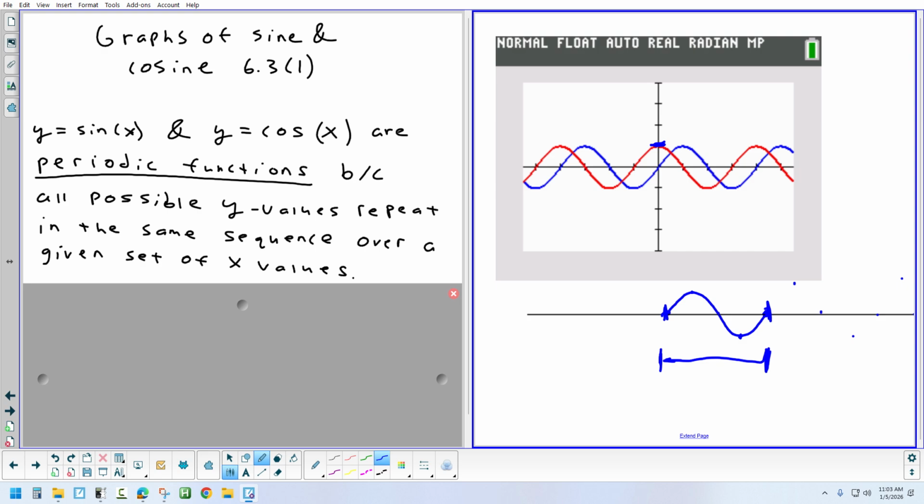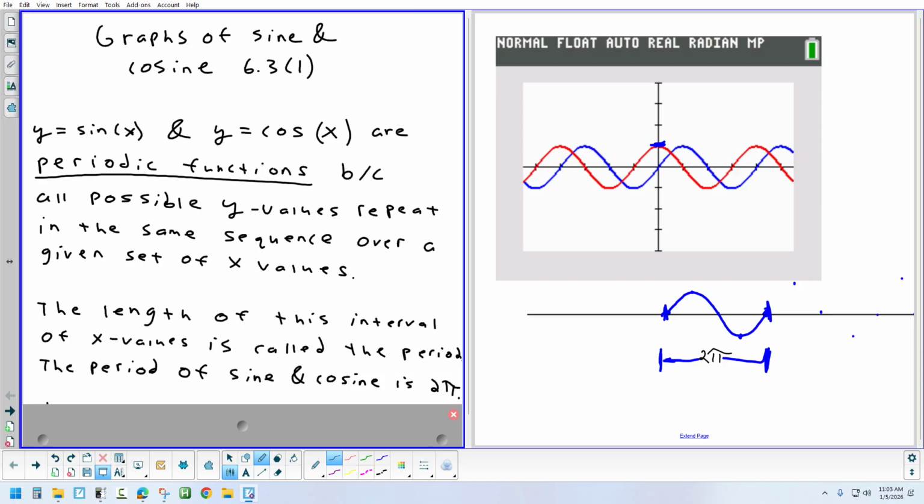So think about the unit circle. How many degrees would you have to go through before you start tracing over the circle again? Yep, 360 degrees. So what's 360 degrees in radians? Yep, 2 pi. That's exactly what the distance is between these 2 points. 2 pi. That's the length of a cycle.